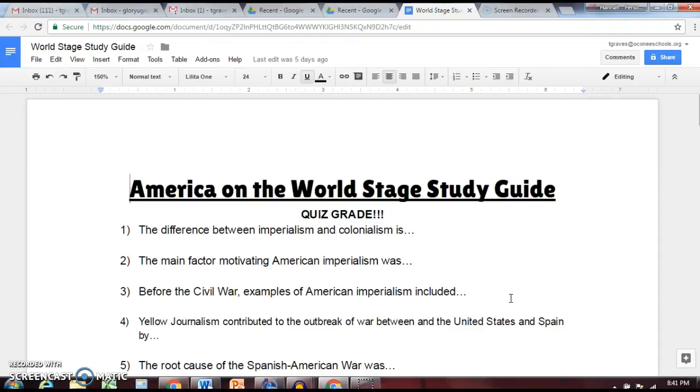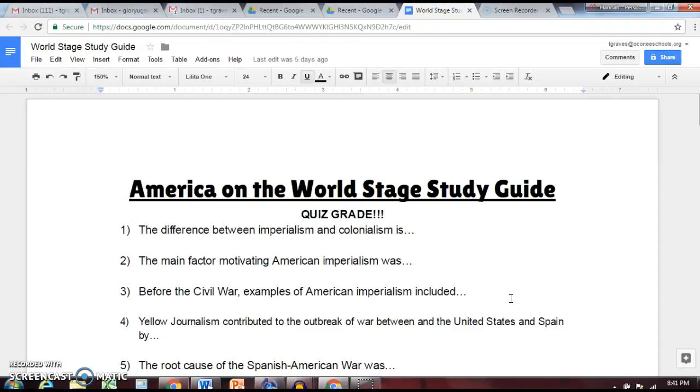But if you look at India, the British Empire also added India to their empire, but they didn't send British settlers over there into India. They just let the native Indian people stay there. So a little difference there. Number two, the main factor motivating American imperialism was economic gain. It was all about making money.